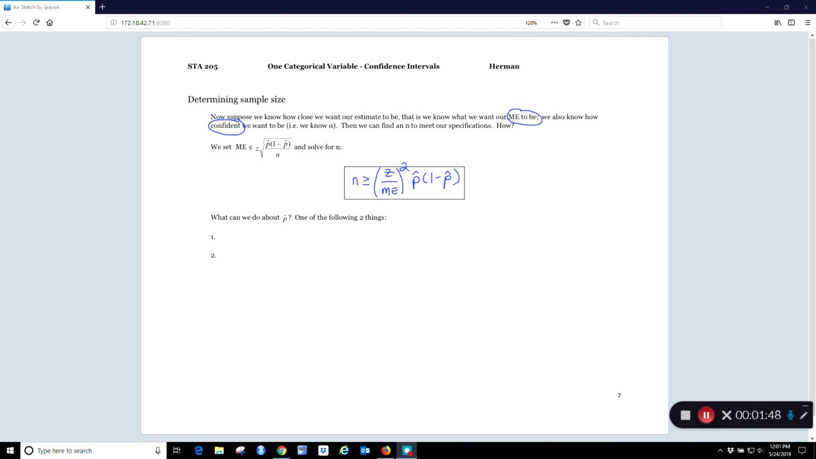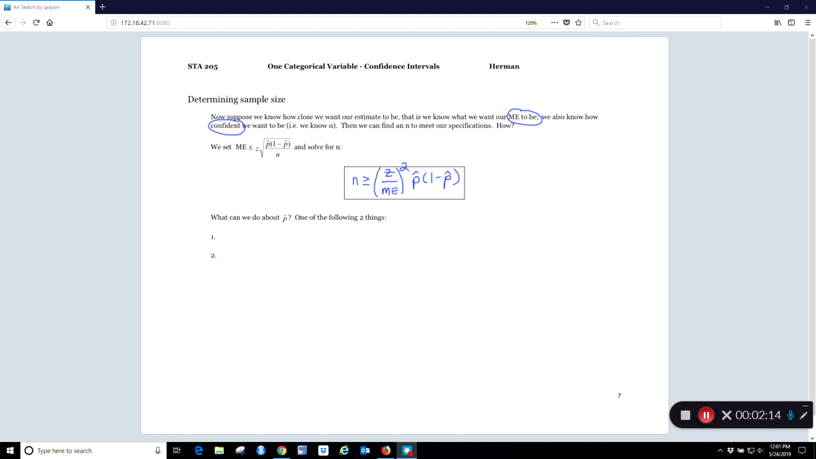So if we look at this formula, there's a couple of things that should stand out. If you tell me what you want your margin of error to be, I'd figure out how to plug that number in. If you tell me how confident you want to be, well, we've discussed that your confidence will tell me your z, so I have that to plug in as well. But you didn't tell me anything about this p hat. So what do we need to do about p hat?